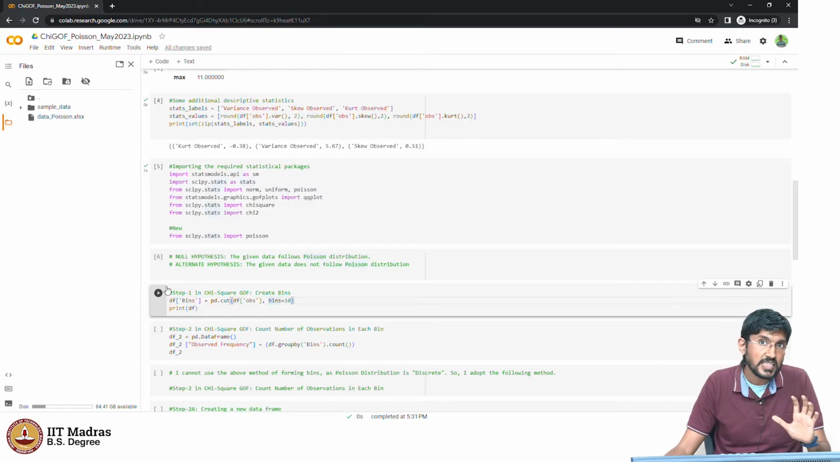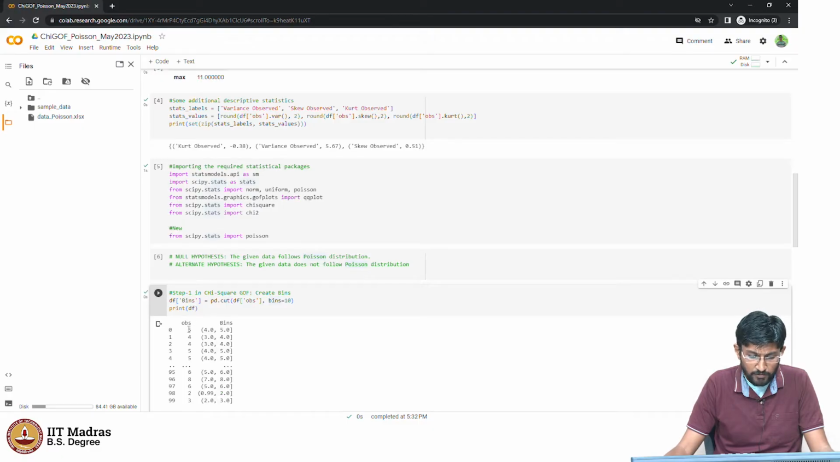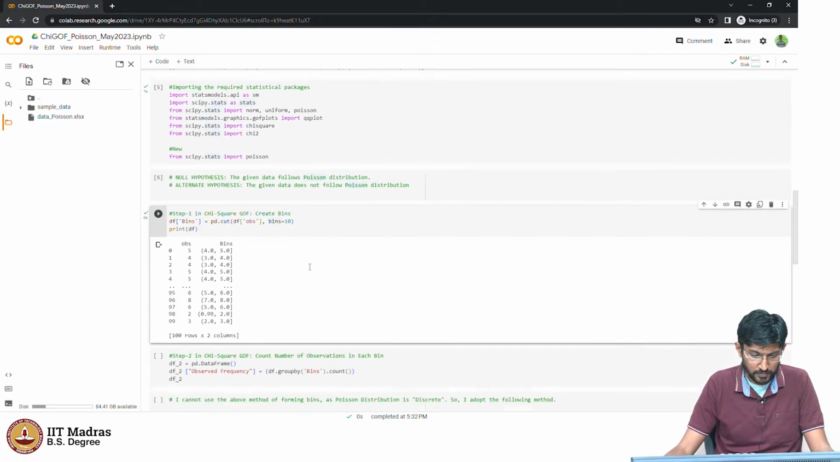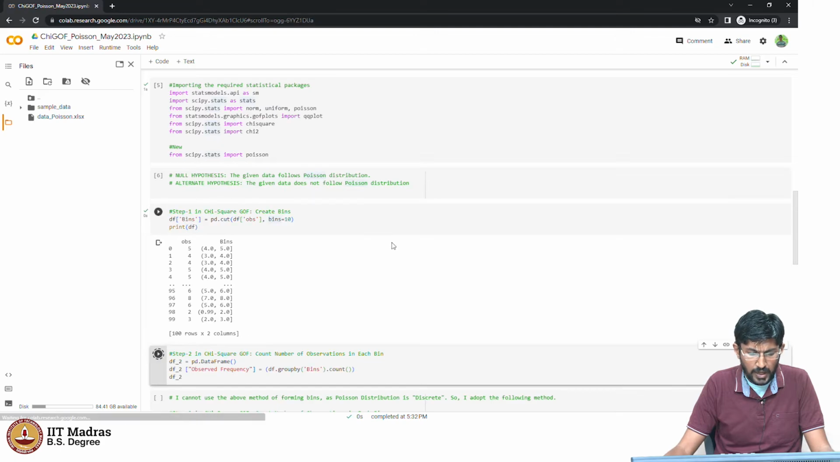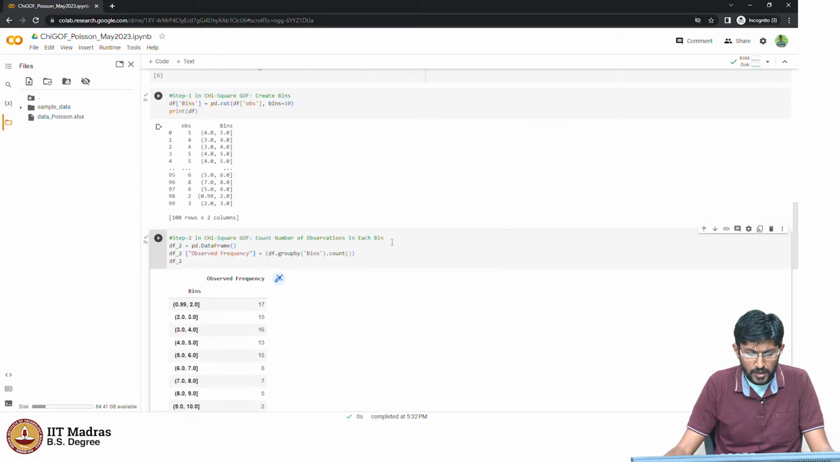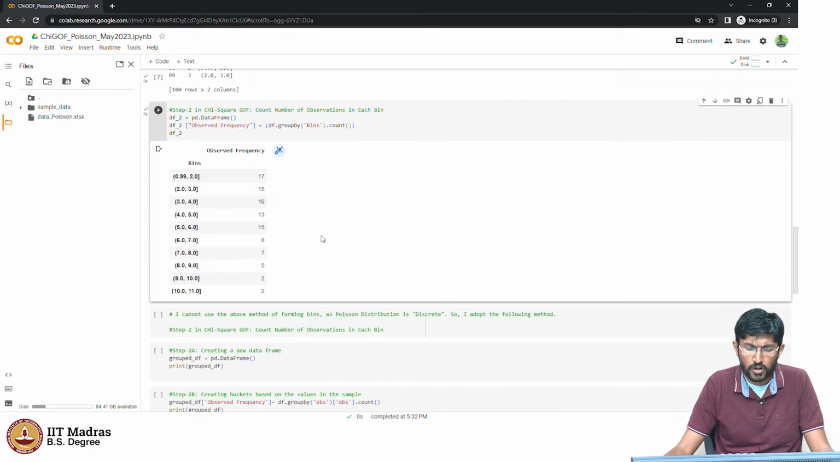So let's do the same step that we did for the uniform, right? I have split this into bins, and then I am developing the observed frequency for each of these bins.